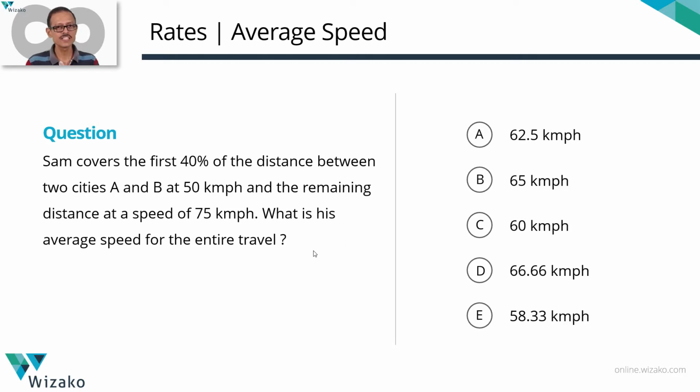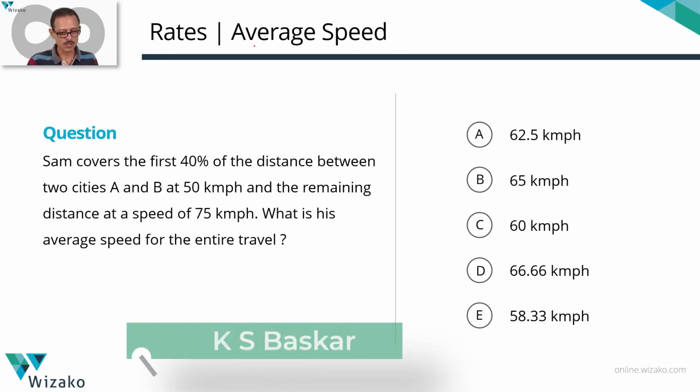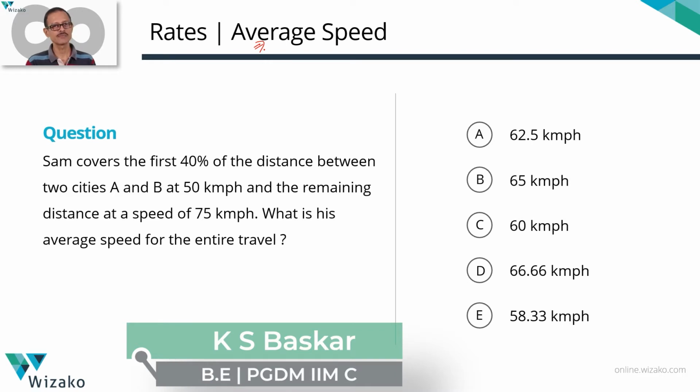This is a medium difficulty GRE quantitative reasoning sample question. This GRE practice question is from the topic rates, speed, distance, time. It focuses on the specific concept of finding the average speed.